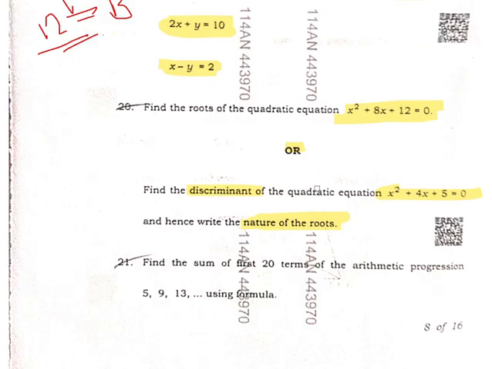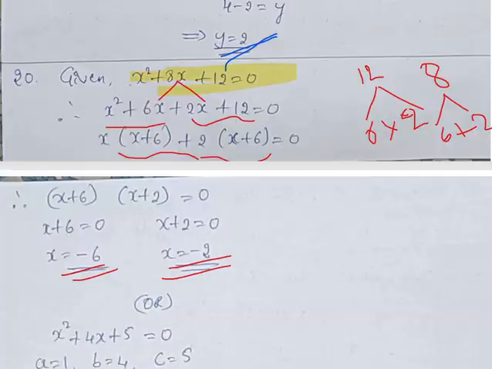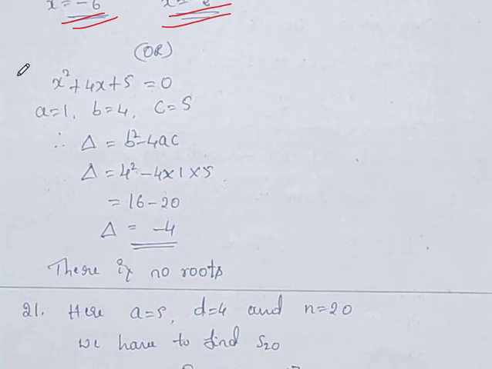The discriminant formula is b square minus 4ac. From this quadratic equation you have to write the a, b, c values, substitute them in the formula and simplify, and you'll get the discriminant value. So I'll show how to solve this one. The given quadratic equation is x square plus 4x plus 5 is equals to 0. Here a is the coefficient of x square, that is 1, b is the coefficient of x, that is 4, and c is the constant, that is 5. So the discriminant formula, delta is equals to b square minus 4ac.